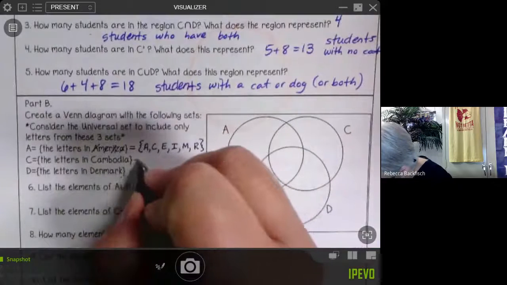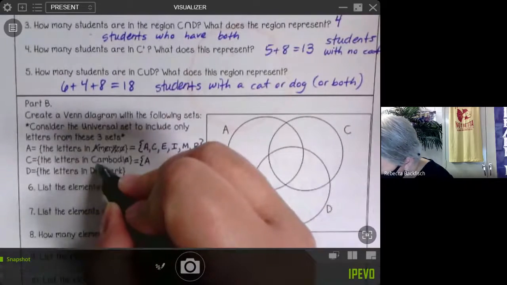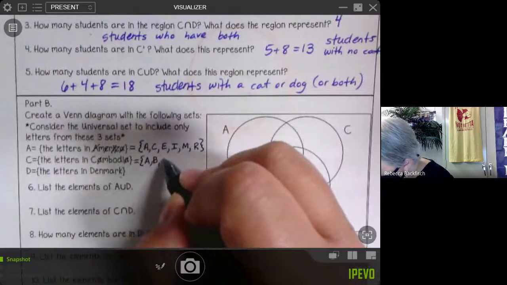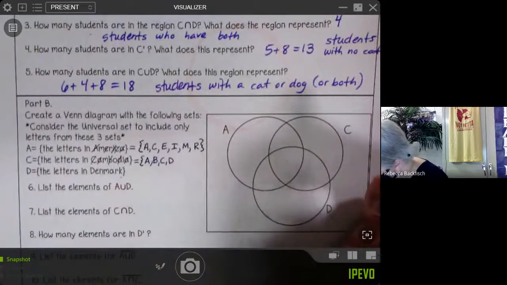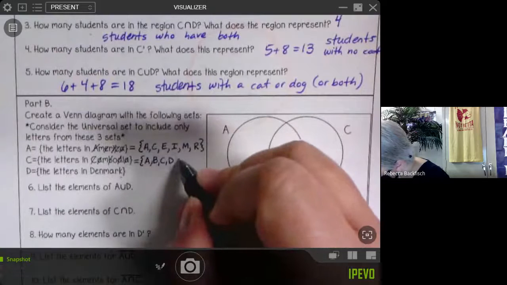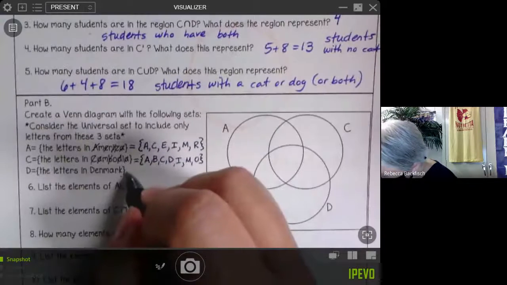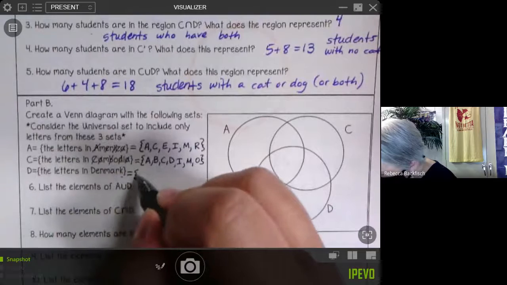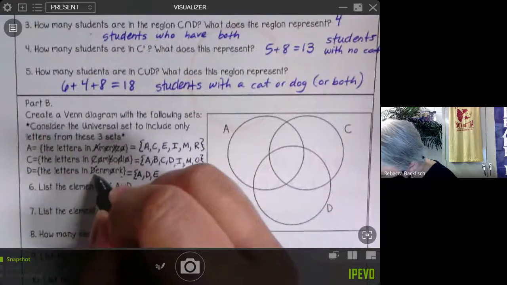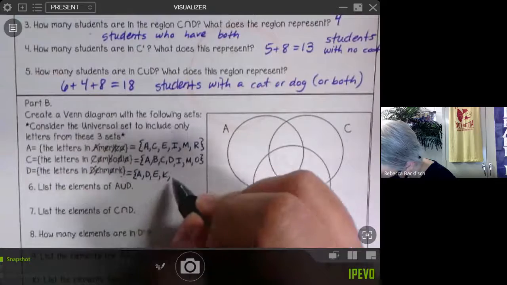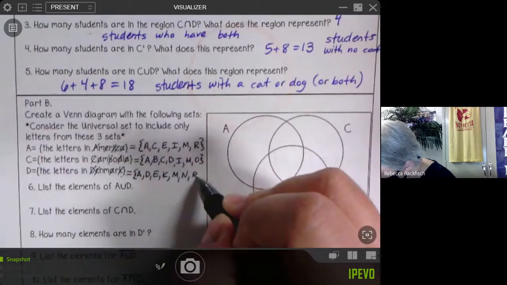The second set, C, is letters in the word Cambodia. So in alphabetical order, there's an A, there's a B, there's a C, and there's a D. Which leaves us an I, an M, and an O. And letters in the word Denmark, there's an A, there's a D, there's an E, there's a K, there's an M, an N, and an R.